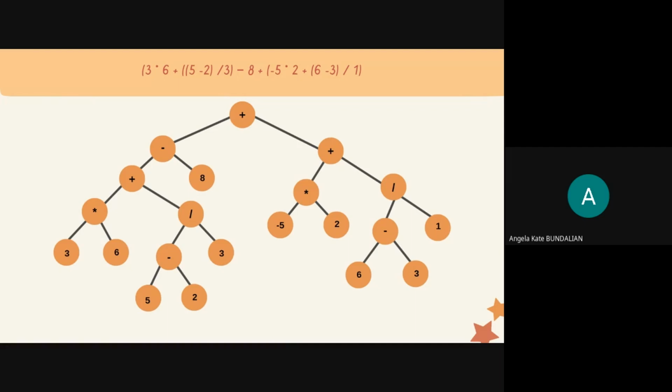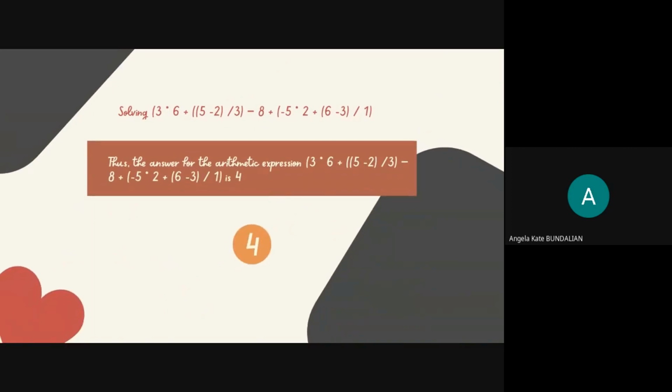As it has been organized in this structure, this makes it easier to solve for its answer. To start solving, take the bottommost subtrees. Perform arithmetic operations among the operands, replace the parent node with your answer, and work your way up in solving the tree. Solving for 5 minus 2, it will be 3. 3 times 6, it will be 18. Then 3 divided by 3 is 1, while 6 minus 3 is 3. Let's work our way up until we get the final answer. The final answer for this arithmetic expression is 4.